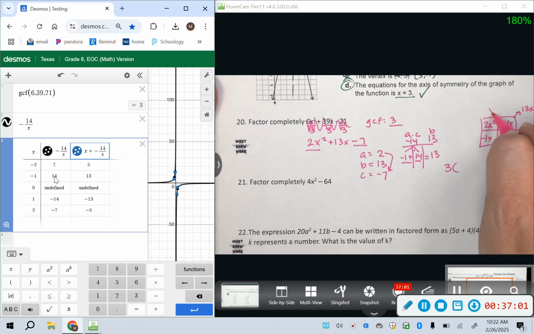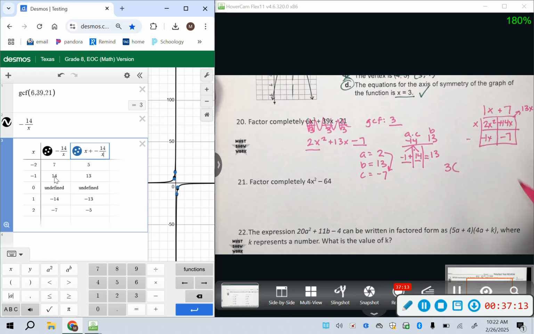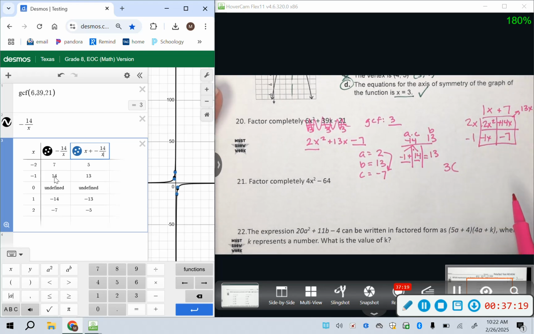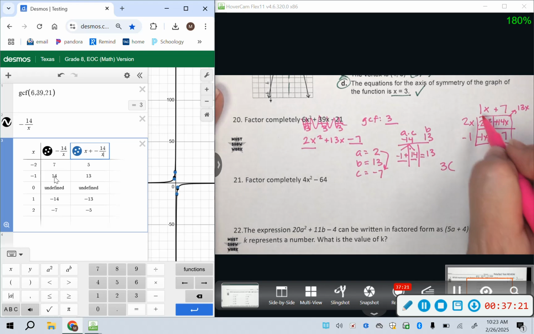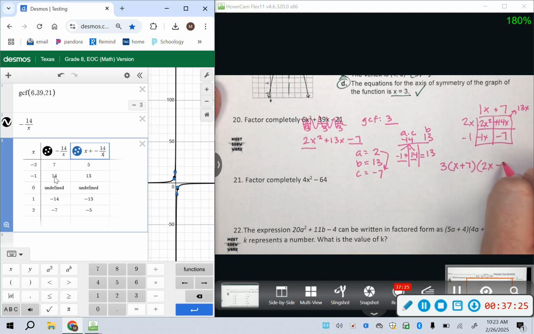So my GCF is, these both have an x, these don't, but this is positive. Both have an x, these don't, but this is negative. So 1 does not, 1 goes into 2, 14 and 7, 7 goes into 14, 2 goes into 14, 1 goes into 7. So there's my, it doesn't always work that easy. Use your GCF if you need to. So x plus 7, 2x minus 1.